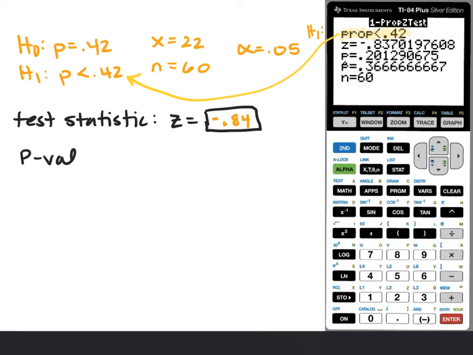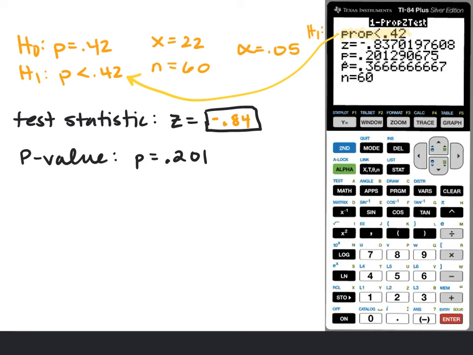So our p-value is given next, and it is 0.201. Usually, again, that's going to ask you to round to 3 decimal places. It gives us our p-hat. Now, this p-hat is actually quite a bit less than 0.42. So this 0.36, where that 6 repeats, is about 36%, almost 37%. So that has dropped, but because our sample size was so low, I mean, we only had 60 people, this didn't end up being significant enough.